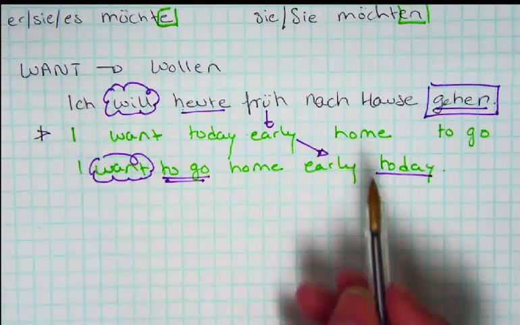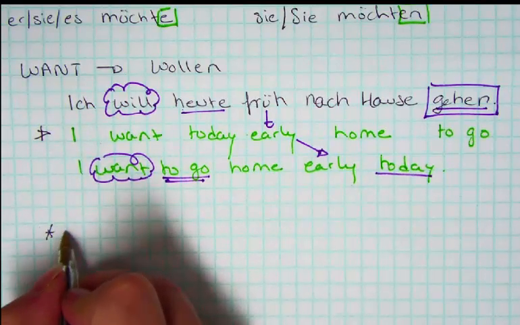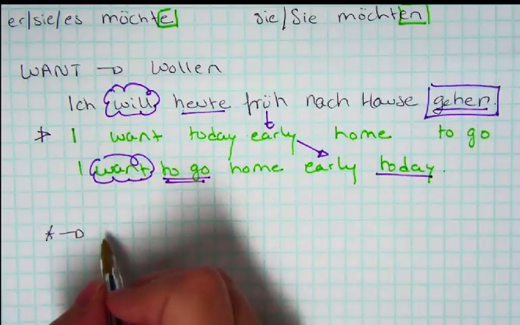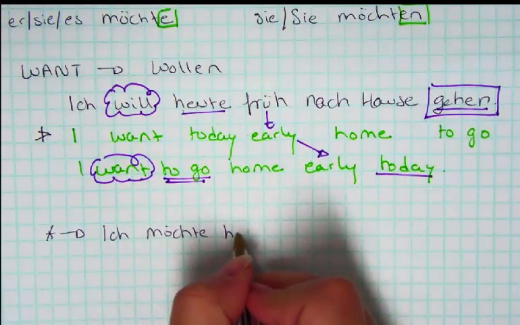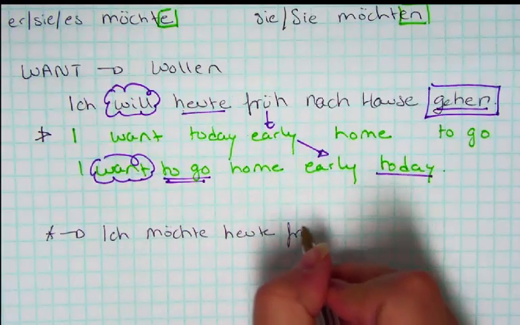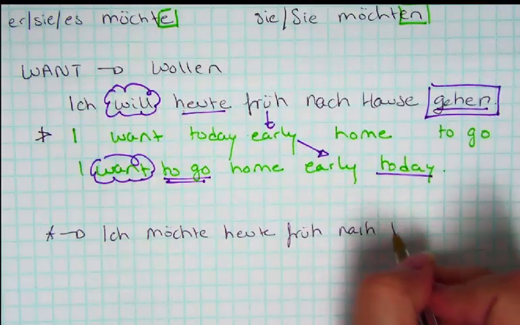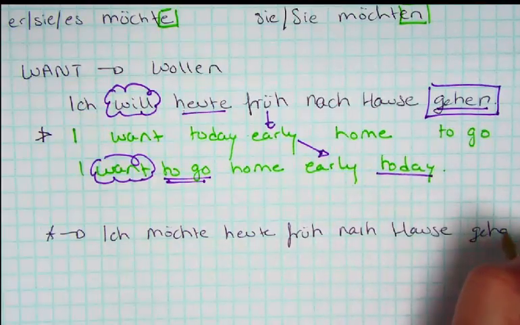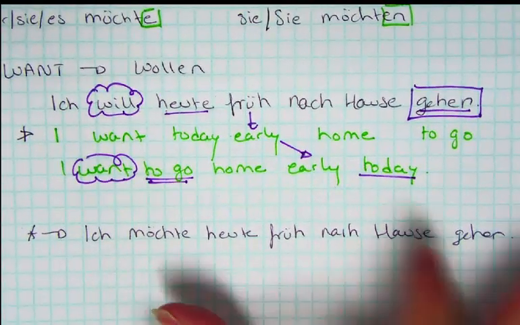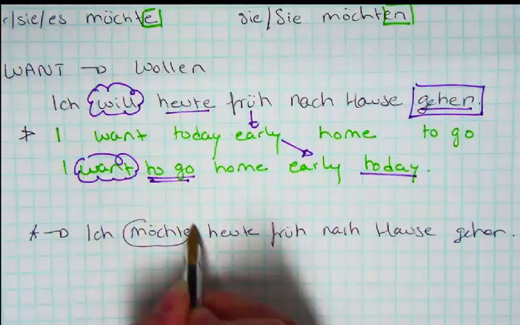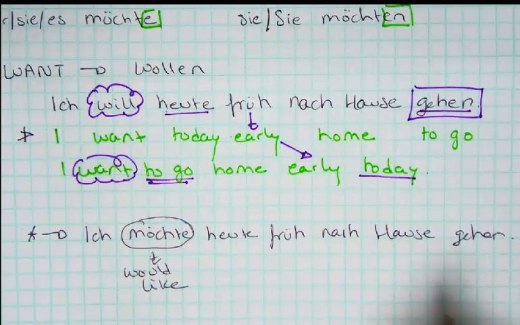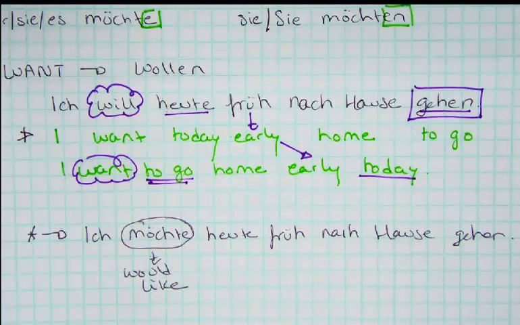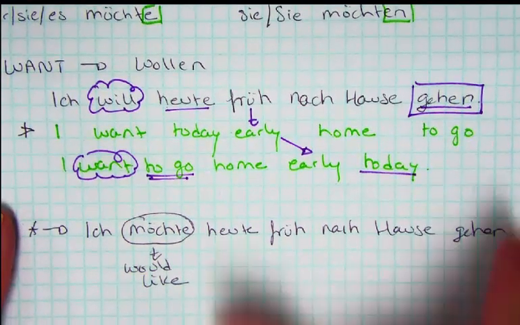So a more polite way of saying this, if you were maybe telling somebody and, you know, implying that they need to give you permission, you would say, ich möchte heute früh nach Hause gehen. So same meaning ultimately, but you're being more polite. So here's your modal, and it's would like as opposed to want. Okay, we're going to come back to möchten in a little bit.